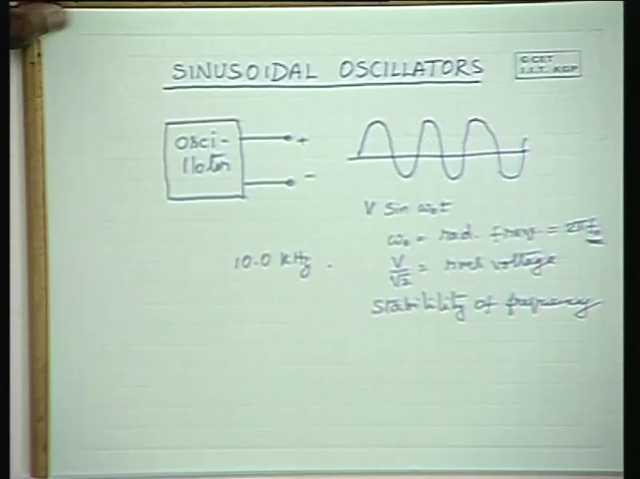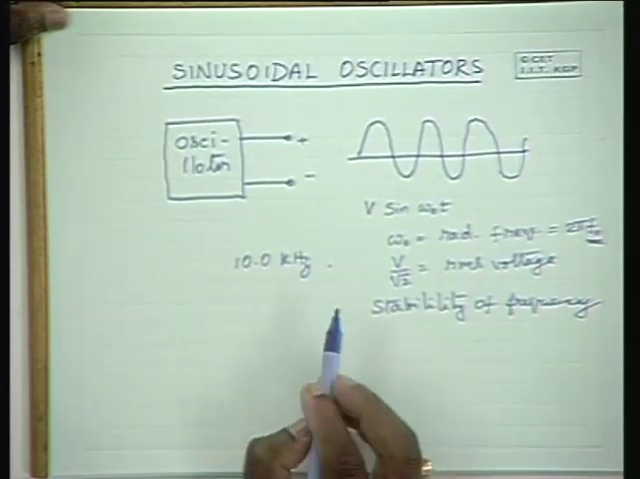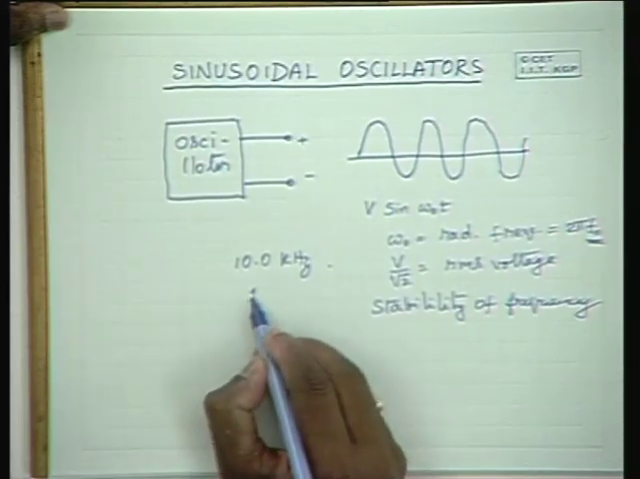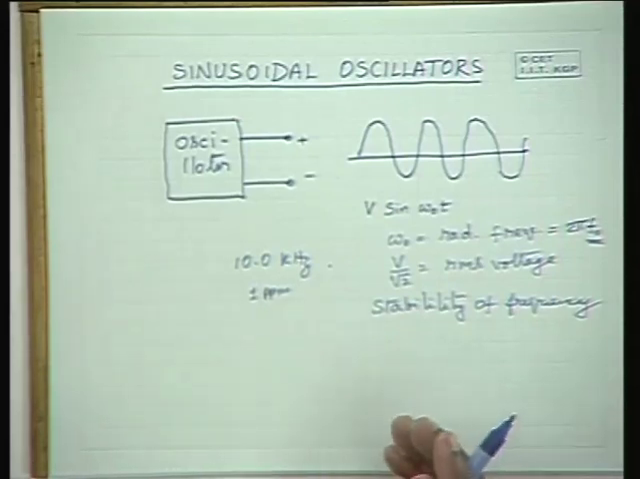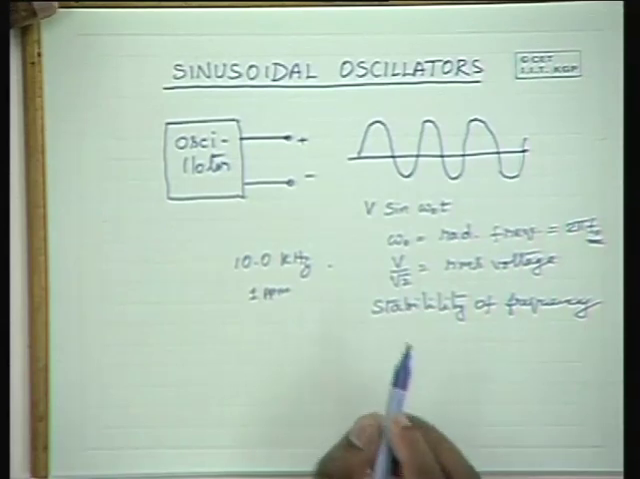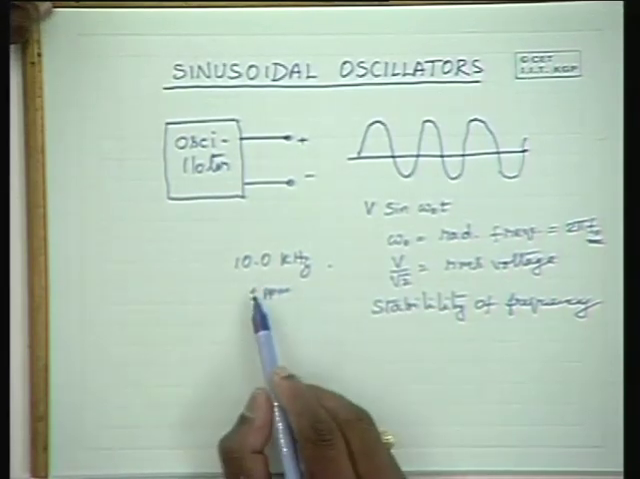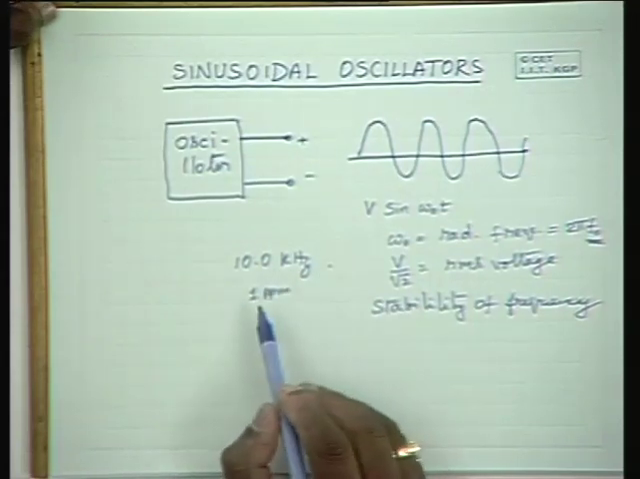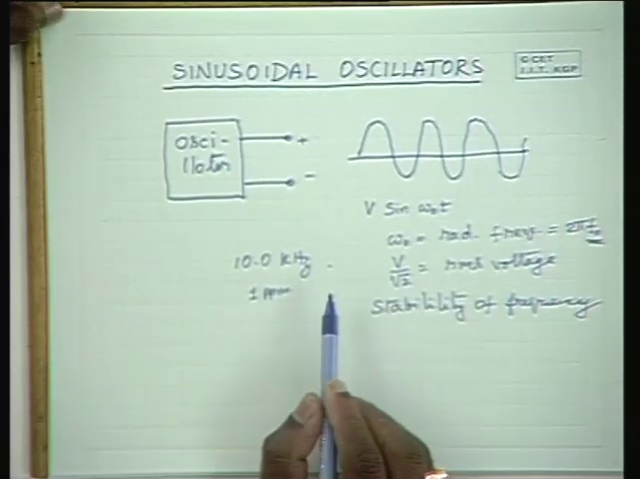In general, the frequency of oscillators changes slightly. It may be 1 part per million, or 1 in 10 to the power of 8 cycles, or of that order. So, it means that the variation is of the order of say 1 hertz. In 1 megahertz, the variation is plus or minus 1 hertz if you say that it is 1 ppm.